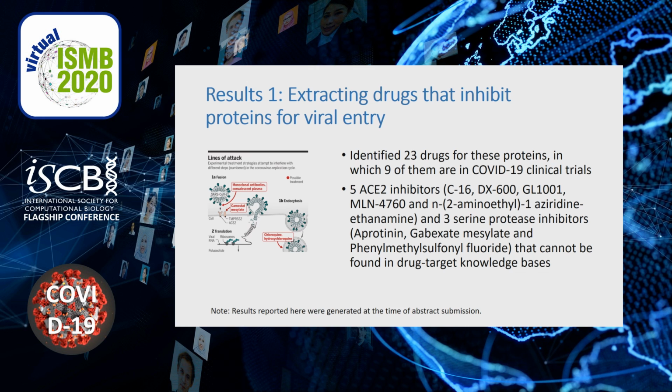So what did we find? We found that starting from the list of proteins that are involved in the entry of the virus into the human cells, we were able to identify 23 drugs. And it's very good to know that 9 of them are already in clinical trials for COVID-19. Using this approach, we also identified 5 ACE2 inhibitors and 3 serine protease inhibitors that are not recorded in the knowledge bases.